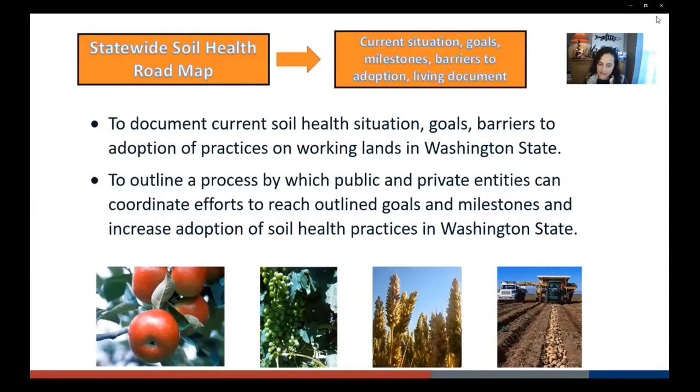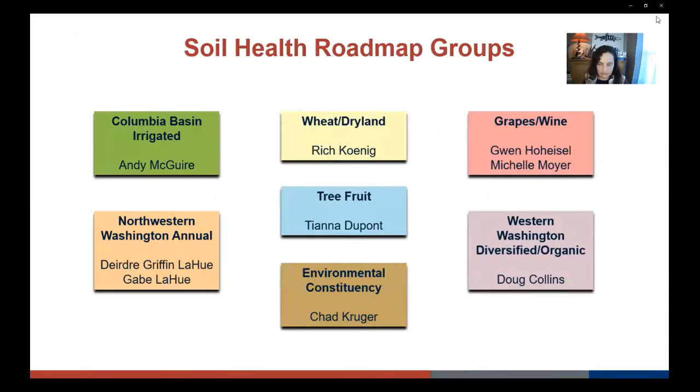We wanted to outline a process by which public and private entities could coordinate efforts in reaching some of these goals and milestones. Now, as you know, Washington has very diverse agricultural systems, and soil health, of course, in tree fruit may look very different than it does in, say, wheat systems or potato systems. So part of the challenge of this project is actually capturing that diversity.